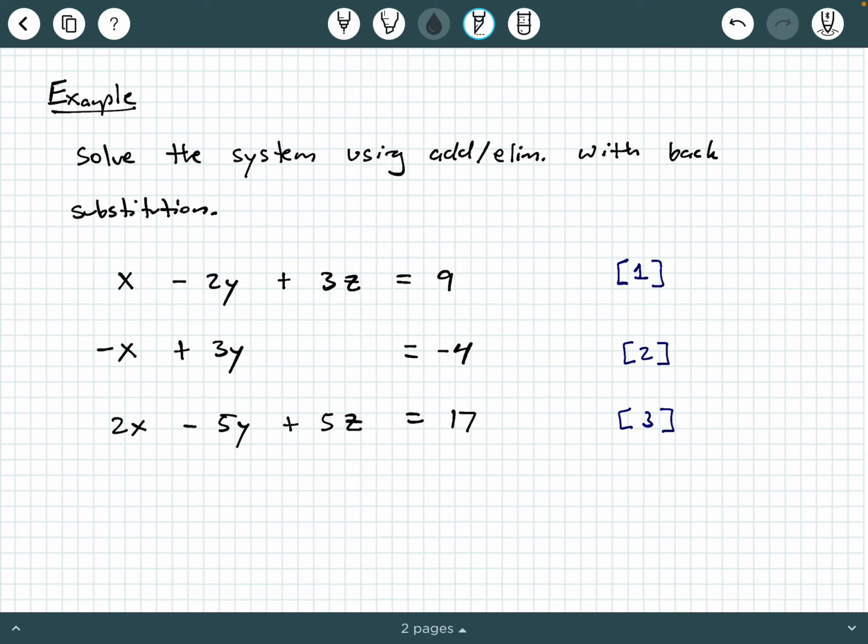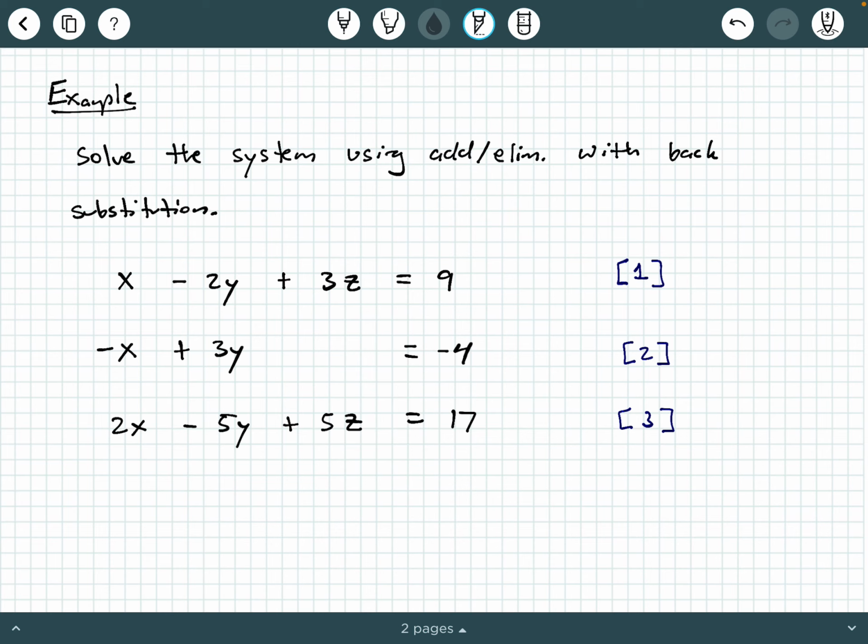So our first equation, I'm going to call it equation 1, is positive x minus 2y plus 3z equals 9. Equation 2 is negative x plus 3y plus nothing equals negative 4. And then our third equation is positive 2x minus 5y plus 5z equals positive 17.